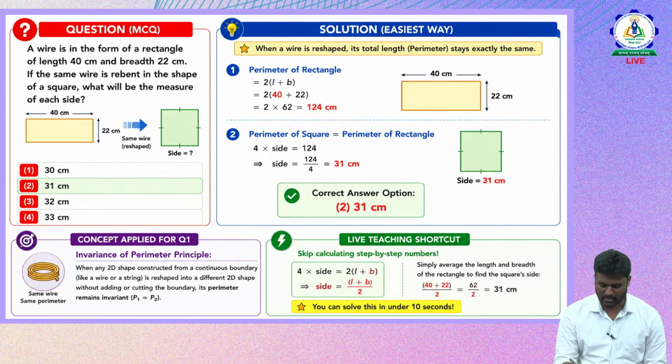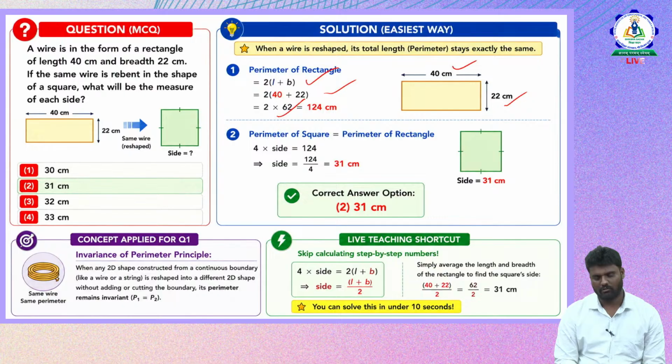What is the given length here? L is equal to 40 centimeters, and the breadth they have given is 22 centimeters. Now apply these two values in the formula. So when you apply it, what will it become? 2 into (40 plus 22). When you add 40 plus 22, that becomes 62. When you multiply 2 into 62, that becomes 124 centimeters. So the length of the wire is 124 centimeters.